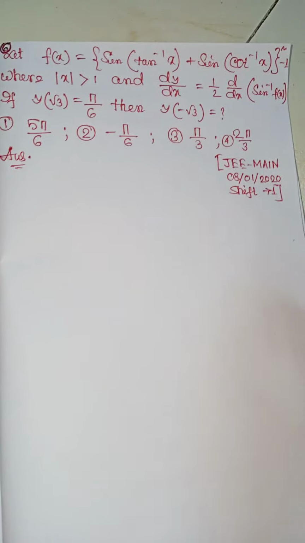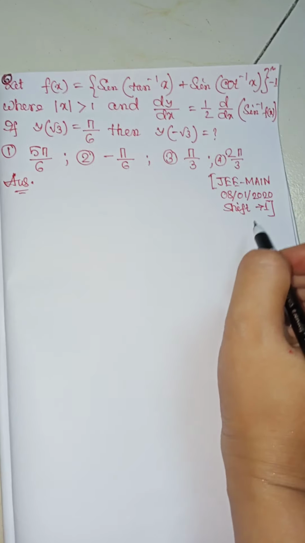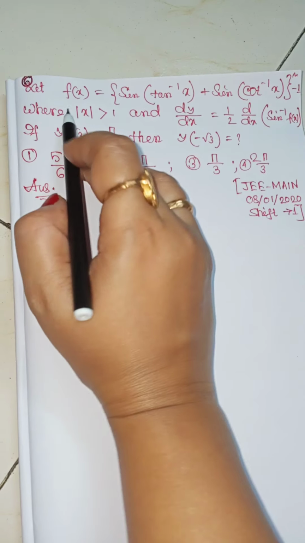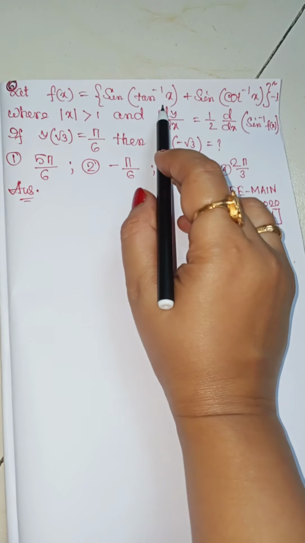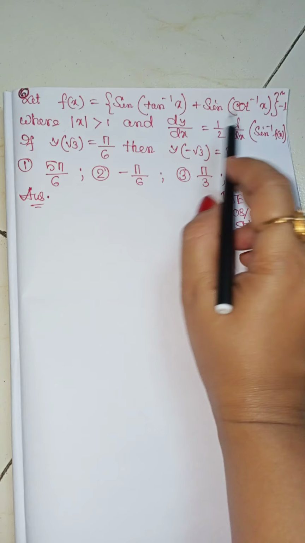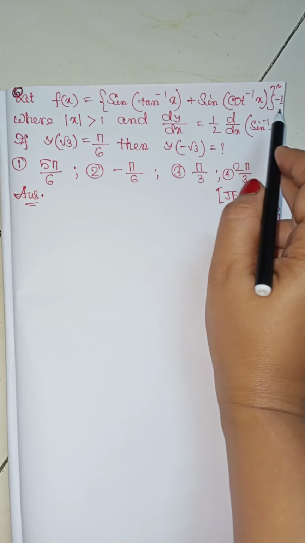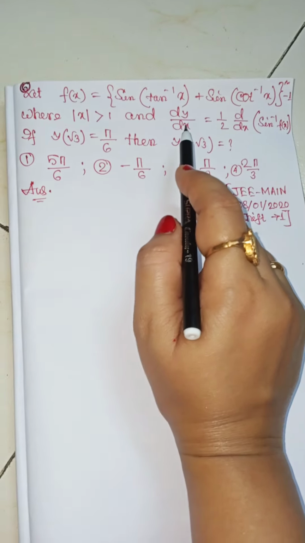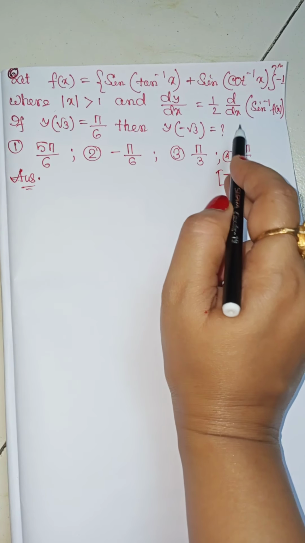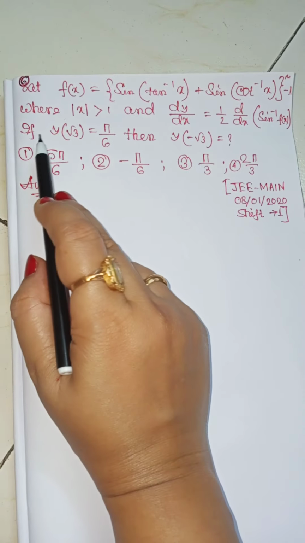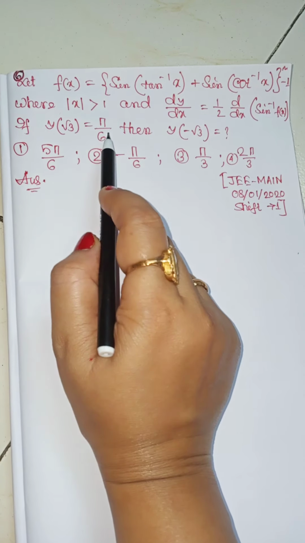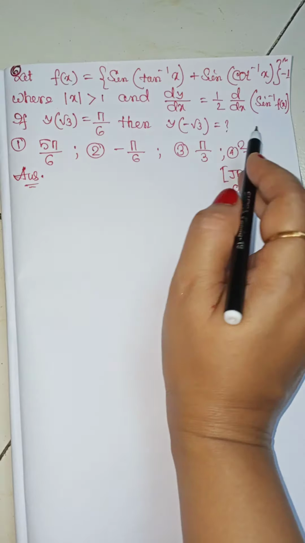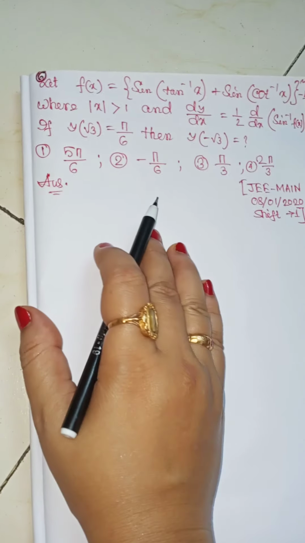Today we solve JEE Main 8 January 2020 Shift 1 question number 6. Let f(x) = (sin(tan⁻¹x) + sin(cot⁻¹x))² − 1, where |x| > 1, and dy/dx = (1/2) d/dx sin⁻¹(f(x)). If y(√3) = π/6, then y(−√3) is equal to what? Four options are given.